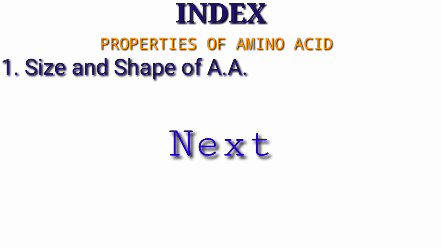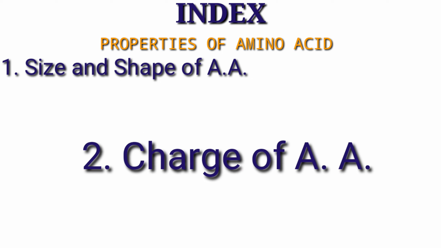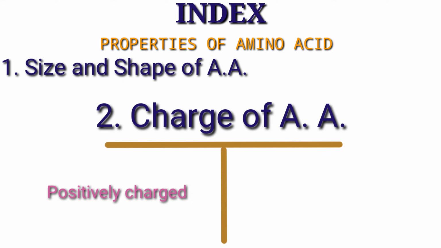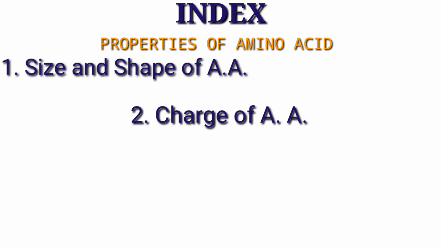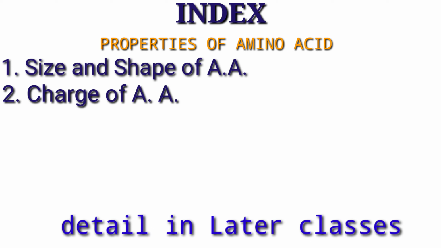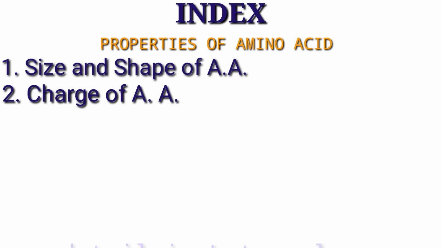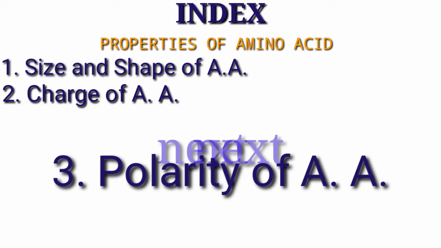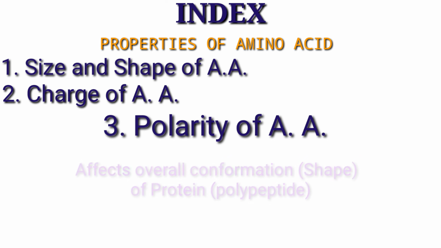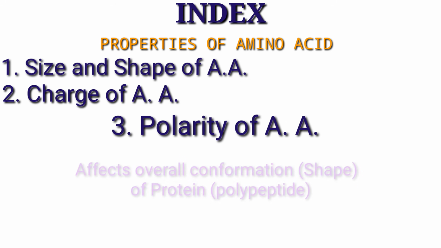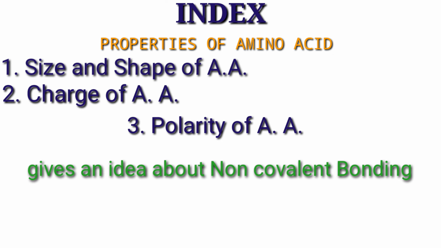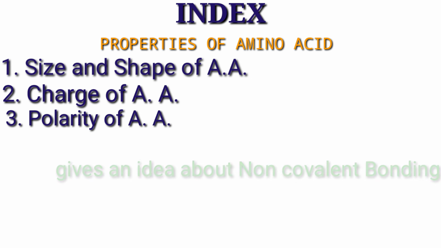The next property of amino acids is the charge of the amino acid. Already we have seen there are positively charged and negatively charged amino acids out of the 20 amino acids. We are going to study them in detail; here we are only making an index. Then the third point is the polarity of an amino acid. This polarity affects the overall conformation of the protein because it indicates whether the particular amino acid is able to create hydrogen bonds among themselves or with the solvent.